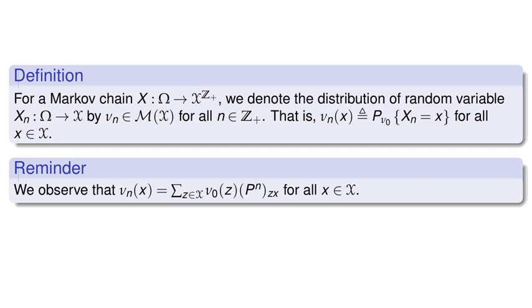Just a quick reminder, we can observe that Nu sub n of x, the probability of being in state x at time n, is equal to the sum over all states z in script X of Nu naught of z times the zx-th entry of the n-step transition matrix P raised to the power n.